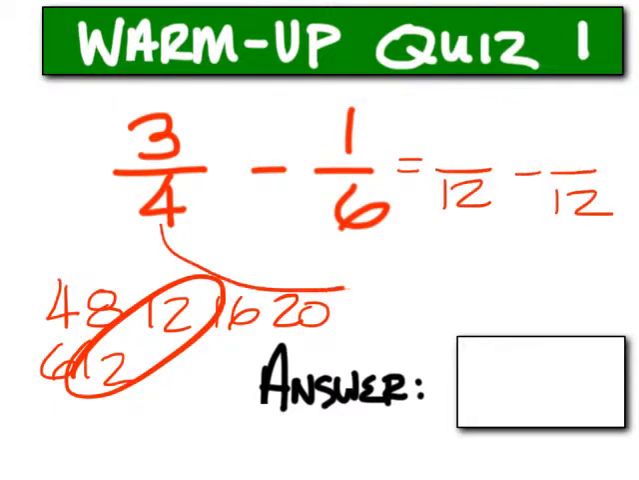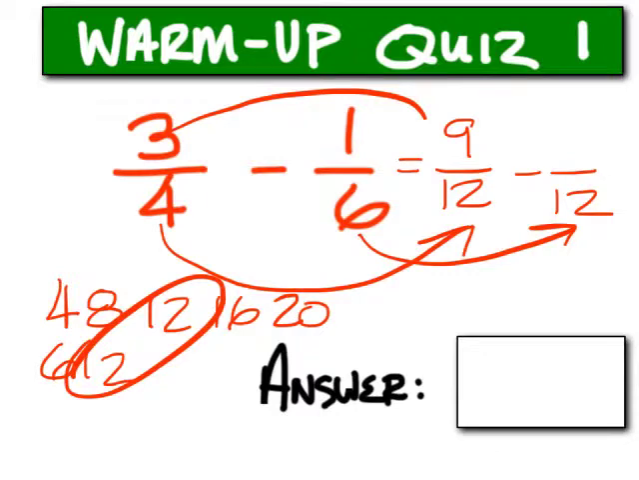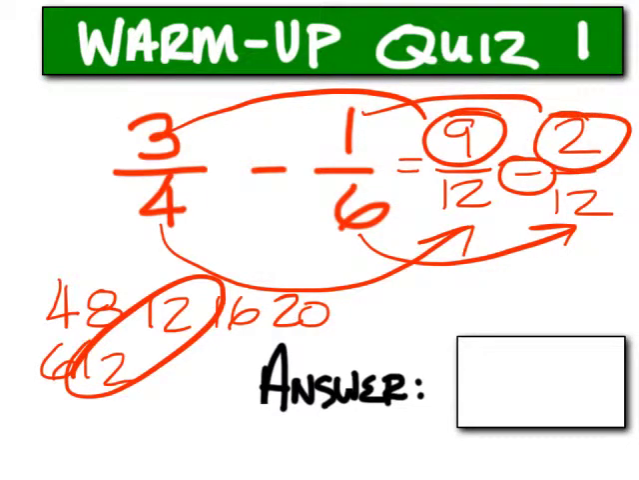You have to multiply 4 by 3 to get 12, so 3 by 3 is 9. 6 by 2 to get 12, 1 by 2 is 2. 9 minus 2 is 7. 7 over 12.